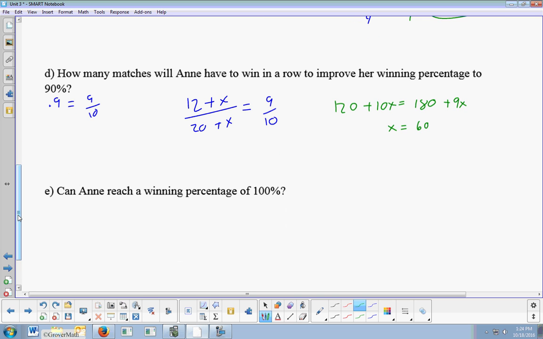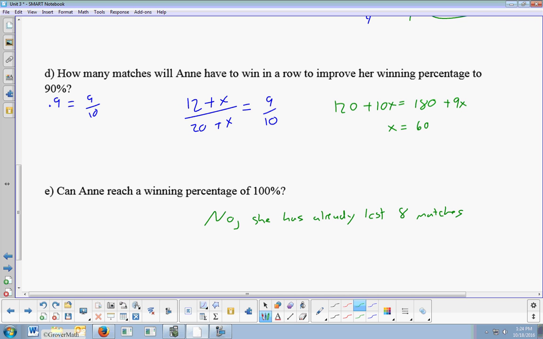And the last question, can Anne reach a winning percentage of 100%? And the answer is no. Because she has already lost 8 matches. I know that because she started off, she had 12 wins out of 20, which means if she had 12 wins out of 20, she lost 8 out of 20 times.